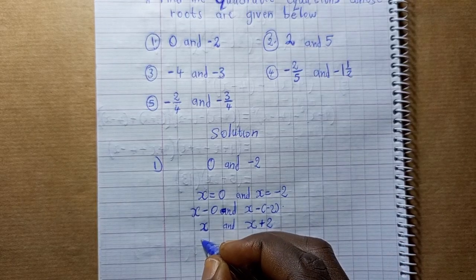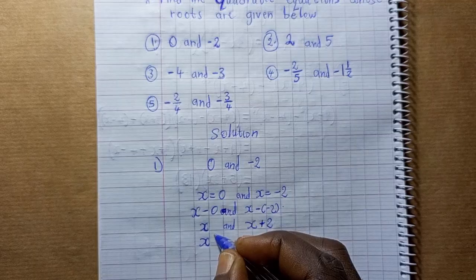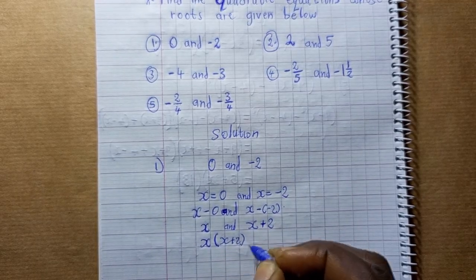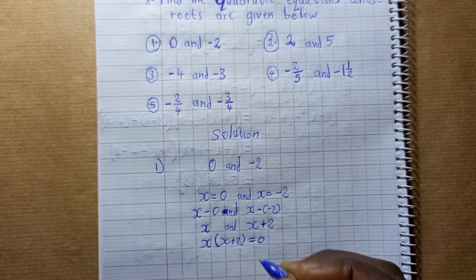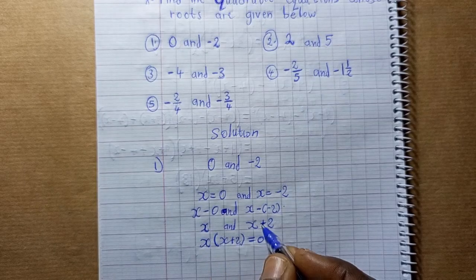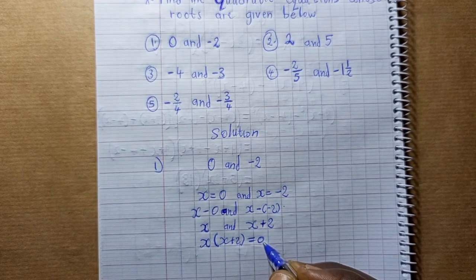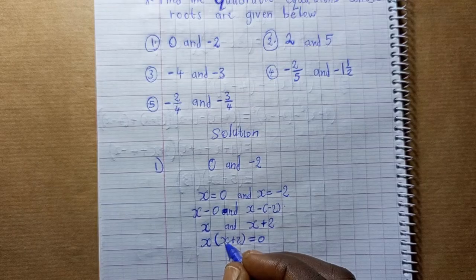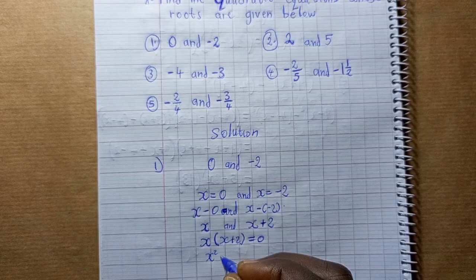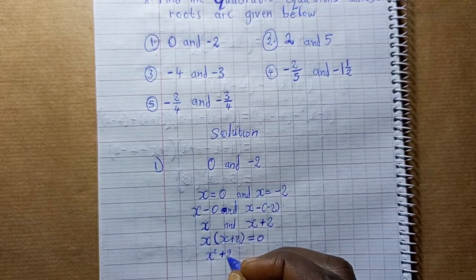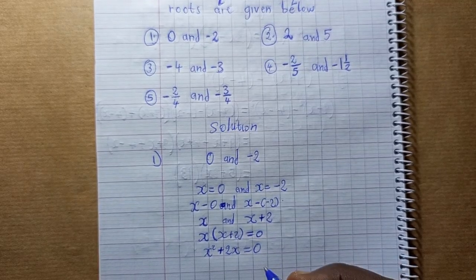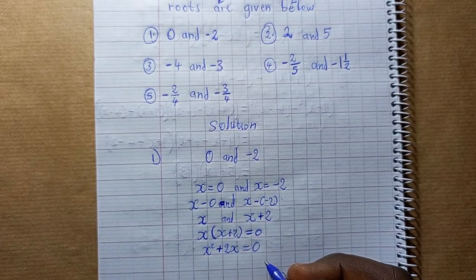Now I'm going to multiply the two together, multiply x and x plus 2, and then equate the value to 0. So x times x will give me x squared, and x times 2, that is plus 2x, equal to 0. So this is the answer to number 1.